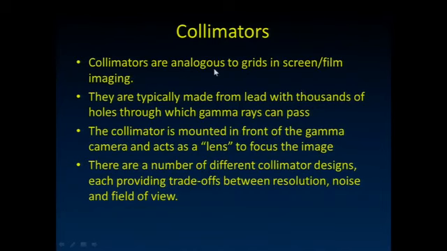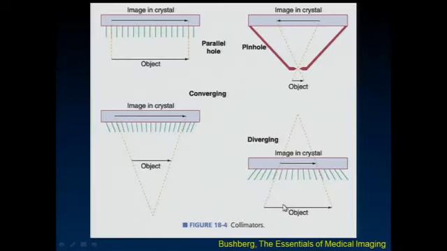Moving right along, we'll talk a little bit about those collimators. I've mentioned the analogy to the grid. They're typically made from lead, and they have thousands of holes in them through which the gamma rays can pass. I mentioned that they're mounted in front of that crystal, and they really act like a lens to only accept gamma rays coming from a particular direction. And there's a number of different collimator designs, each providing some trade-offs between resolution, noise, and field of view.